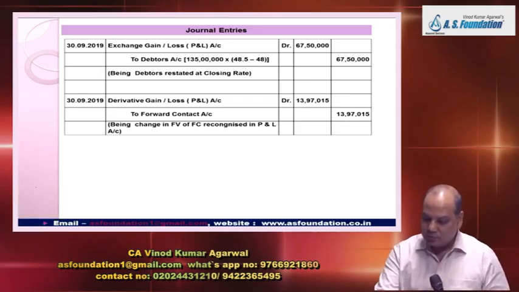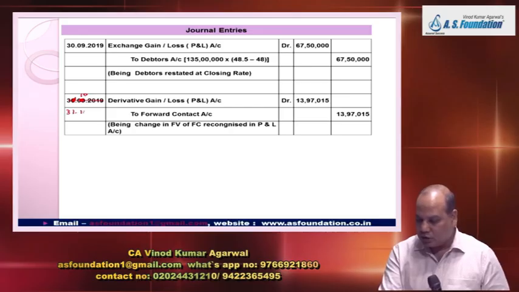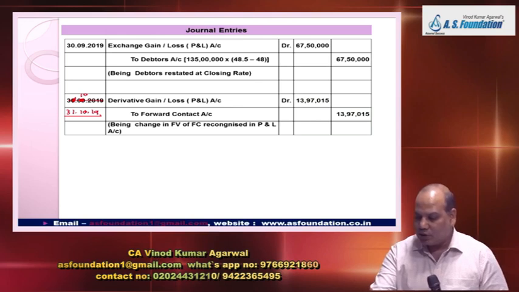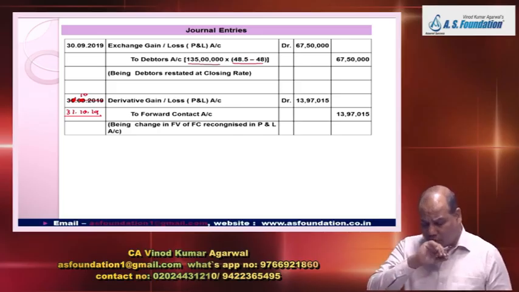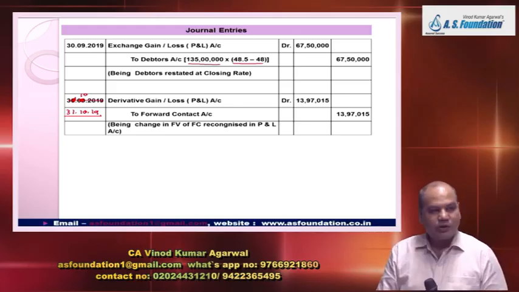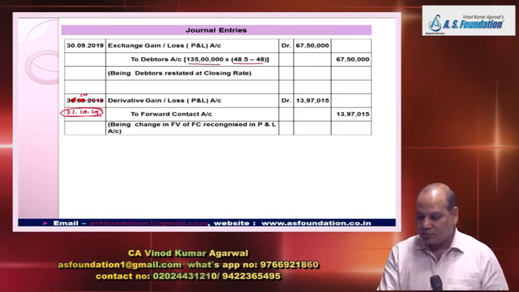So pass an entry. Exchange loss account debit to debtor account. Calculation in bracket: 1 crore 35 lakh into 48.50 minus 48. Is it 67 lakh 50,000? Yes. Being debtors restated at closing rate.